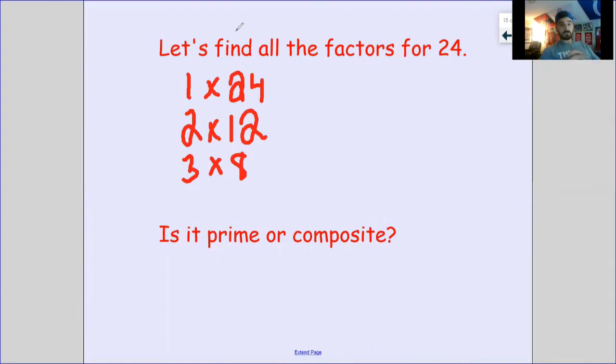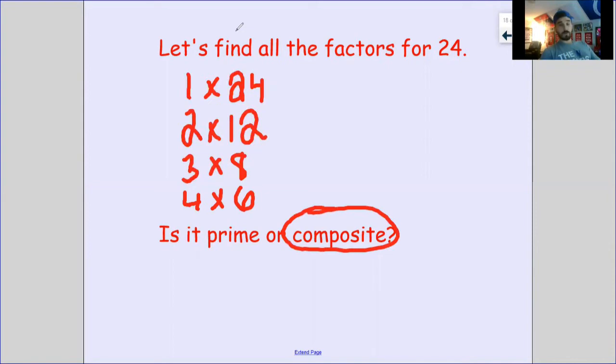4, 5, 6, 7. If you tried 4, 4 times something does give you 24. If you don't know, list your multiples or divide, but you would get 6. Technically still not done because there is a number that falls between 4 and 6, which is 5. You couldn't multiply 5 times anything to get 24. So I've got all my factors. Now you got to decide if it's prime or composite. Very clearly has more than 2 factors, which makes it composite.